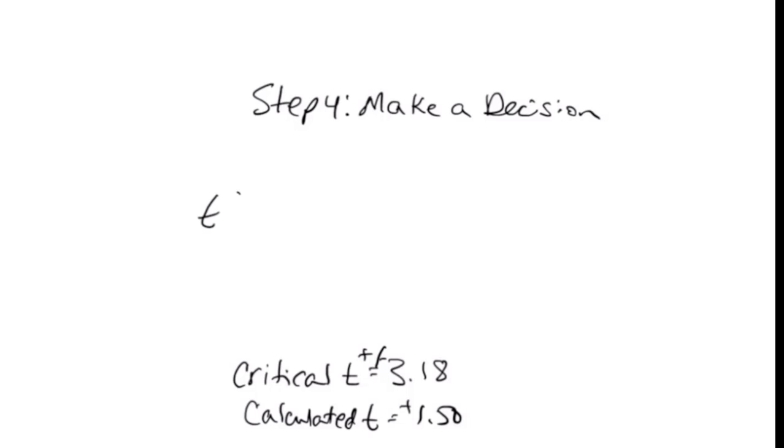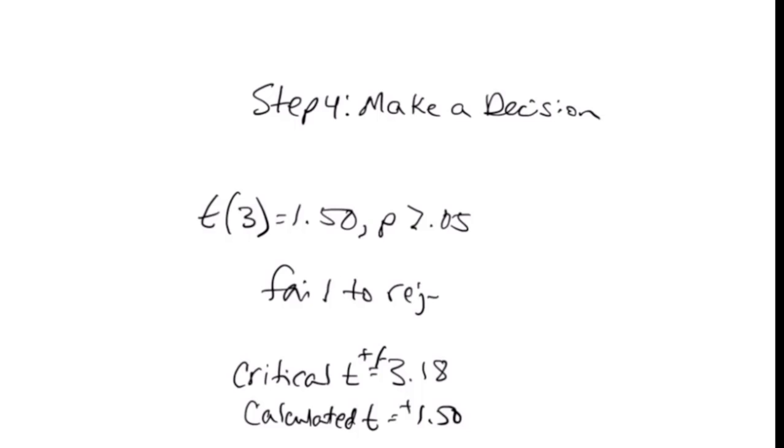We would say t, degrees of freedom 3, is equal to 1.50. And we would say in this case, our p is greater than 0.05. The probability of finding our t, if the null hypothesis is true, is greater than 0.05. There's more than a 5% chance, and therefore we fail to reject the null hypothesis. And since we fail to reject the null, we are not going to calculate Cohen's d or r squared.